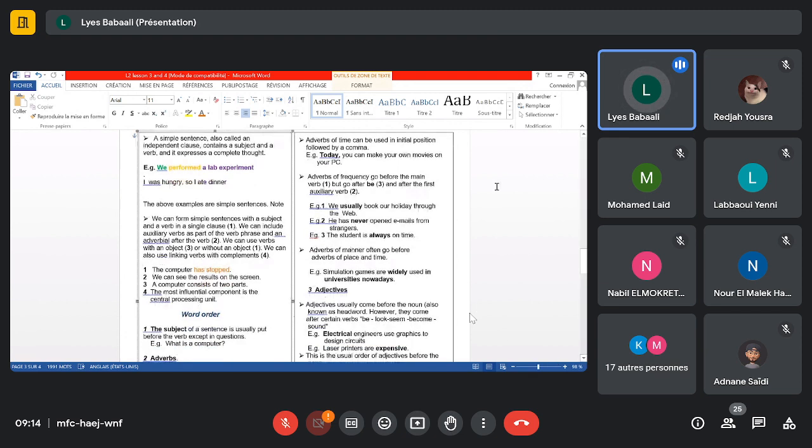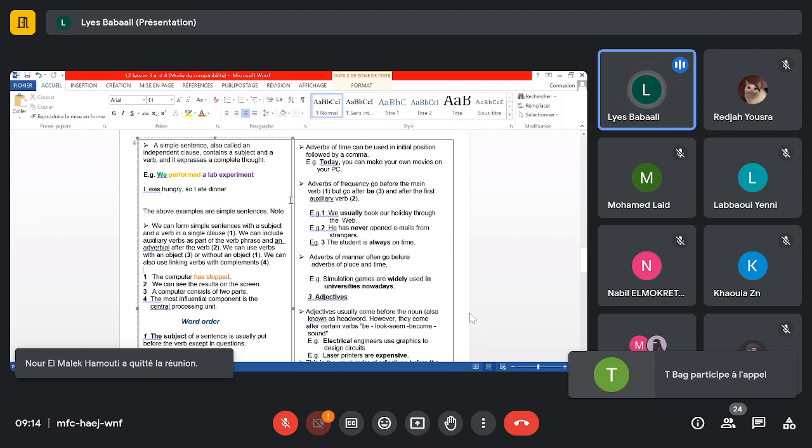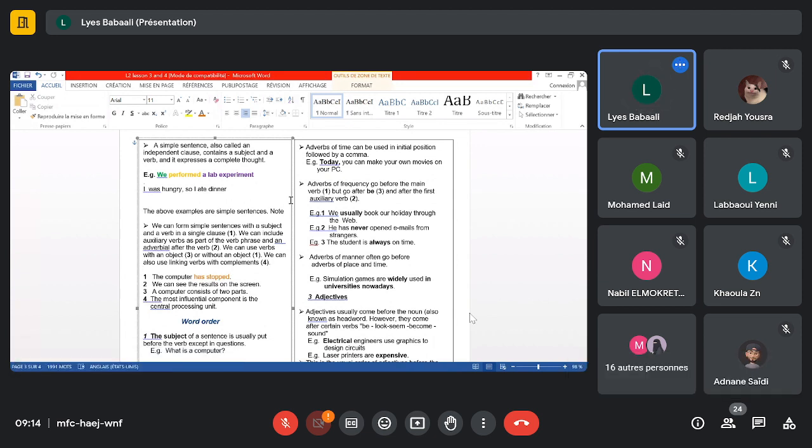Anyways, I don't want to dig too much into the detail like I did with your classmates. I told them that details don't really matter to me. What matters is that you understand what a simple sentence is and what a compound sentence is. So let me rephrase that one more time. A simple sentence is an independent clause. It means that it's one clause that has a complete meaning. For example, we have performed a lab experiment.